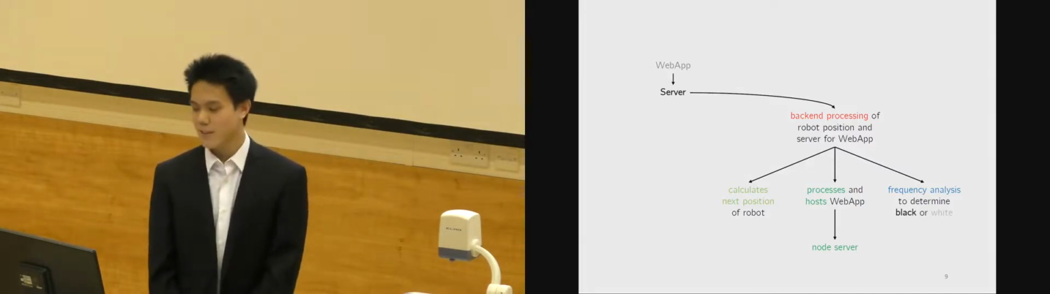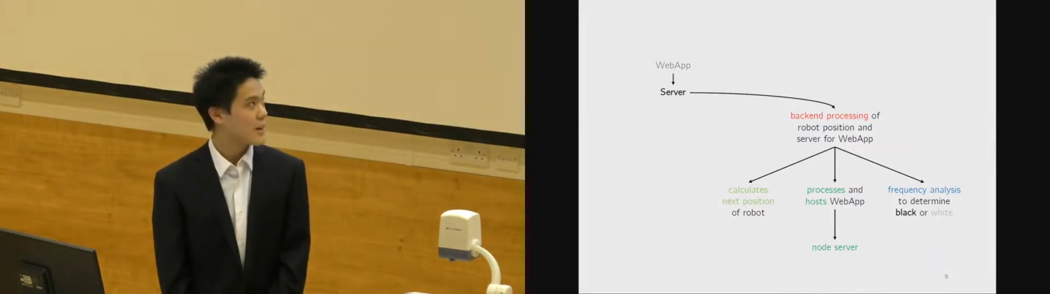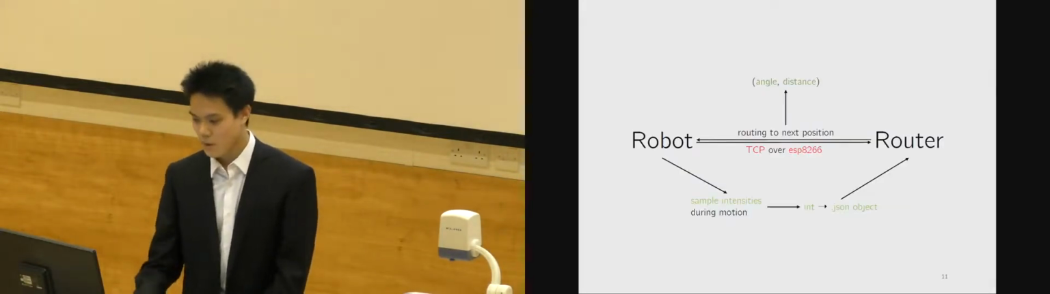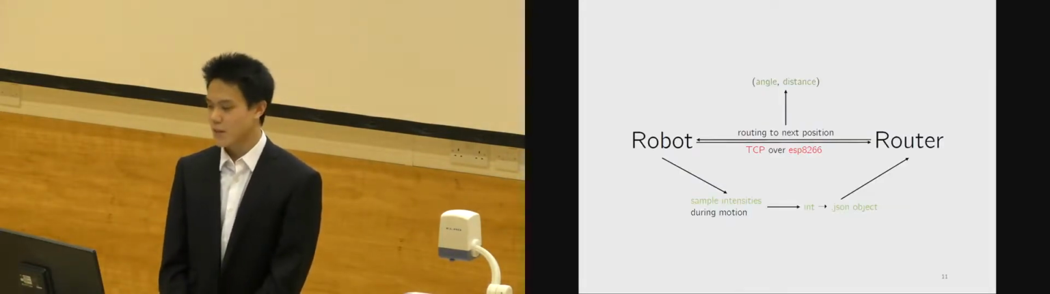We use frequency analysis to determine whether a tile is black or white, which is then displayed in the front end. The router is just a Wi-Fi hotspot for the server. All the robots can connect to the router using TCP and send data via JSON objects. The server then, in turn, just sends an angle and a distance for the robot to turn.